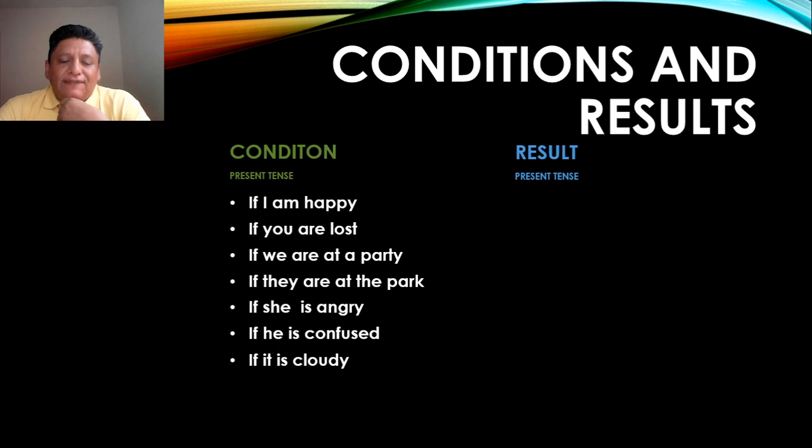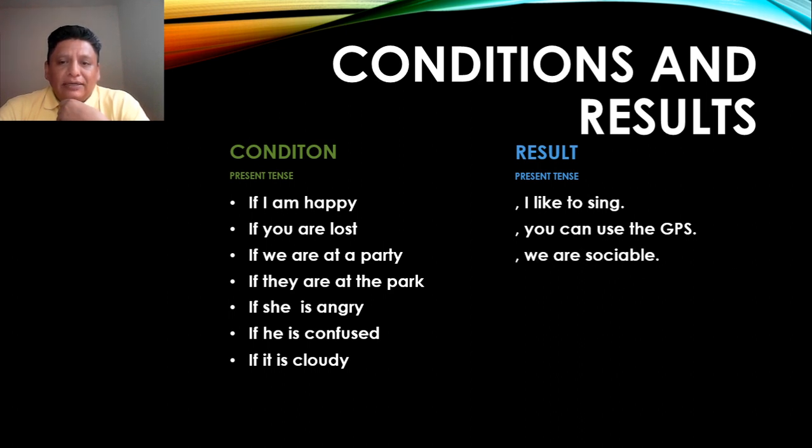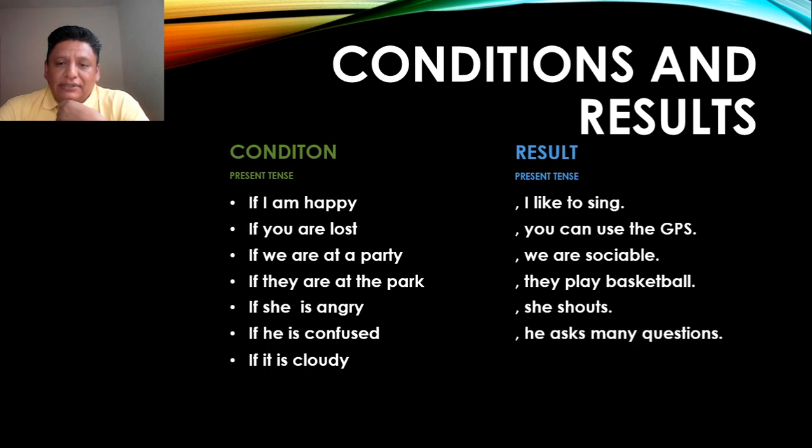For example, if I am happy, I like to sing. If you are lost, you can use the GPS. If we are at a party, we are sociable. If they are at the park, they play basketball. If she is angry, she shouts. If he is confused, he asks many questions. And if it is cloudy, I like to go jogging. Okay, so we are practicing conditions and results. Remember, this time the condition is in present and the result is in present.